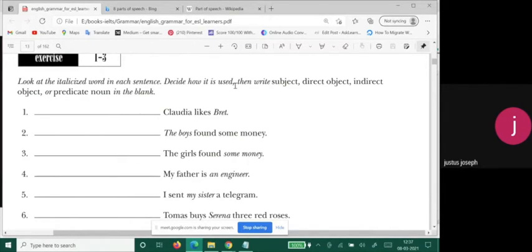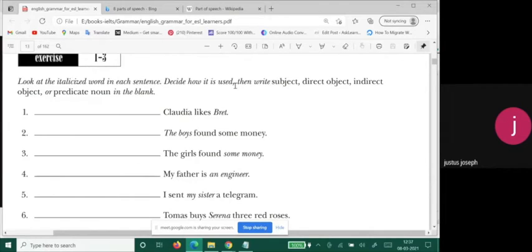Okay. So let's start with the first one. Claudia likes bread. Claudia is the subject. Likes is the verb. Bread is the direct object. Which object? Direct object. Is there an indirect object here? No. Okay. The boys found some money.